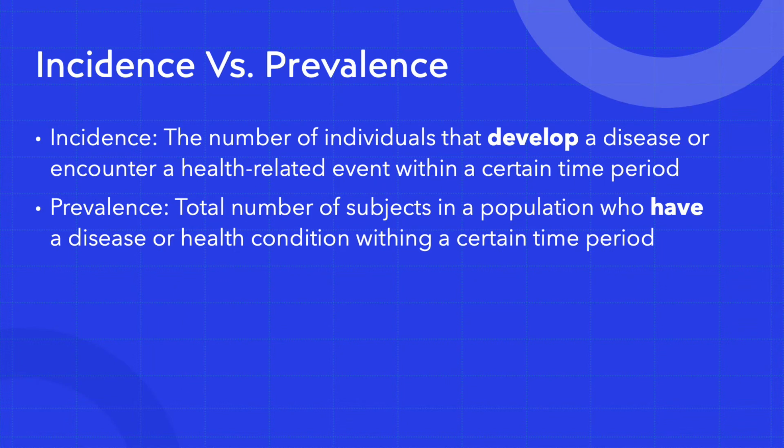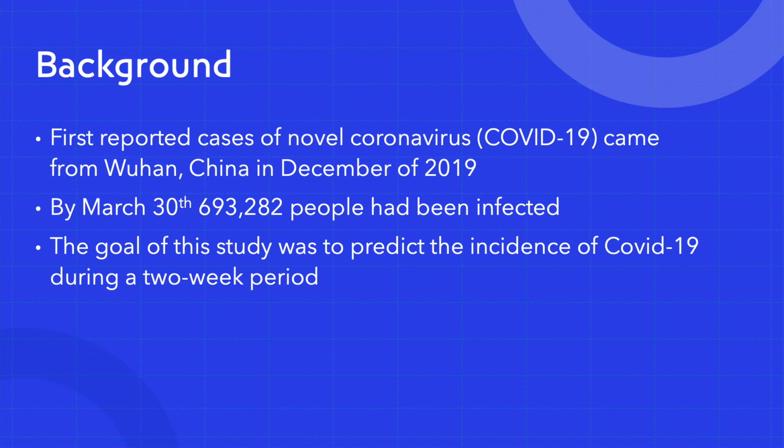As seen in the title of this presentation, predicting the incidence of COVID is a main objective, so it's important to know what incidence is as well as prevalence. Incidence can be defined as the number of individuals that develop a disease or encounter a health-related event within a certain time period, while prevalence can be defined as the total number of individuals in a population who have a disease or health condition within a certain time period, which is usually displayed as a percentage. In other words, incidence is the number of new cases, while prevalence is the number of cases that were already established.